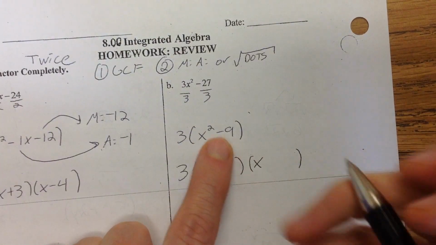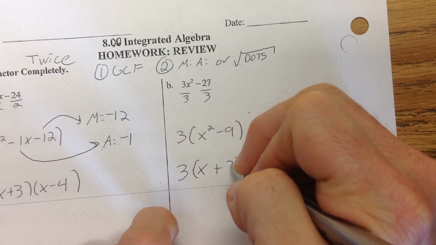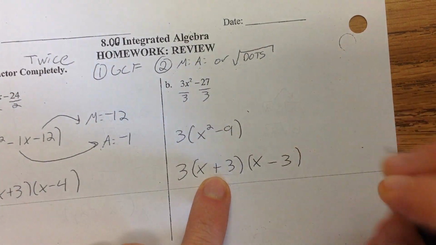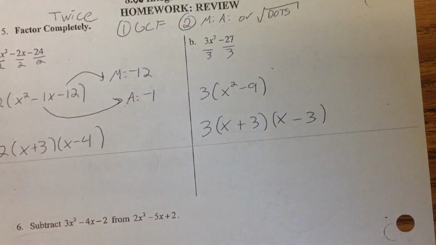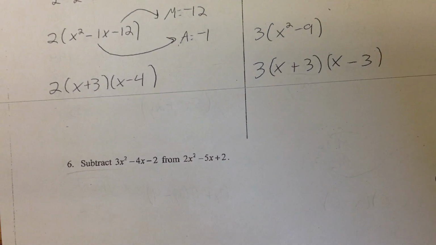The square root of 9 is just 3. So one of them is going to be positive, one of them is going to be negative. All right. Let's take a look at number 6.